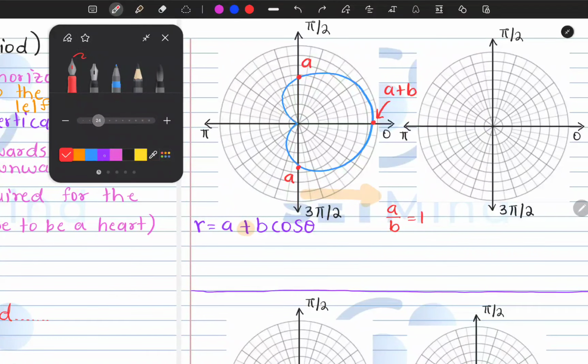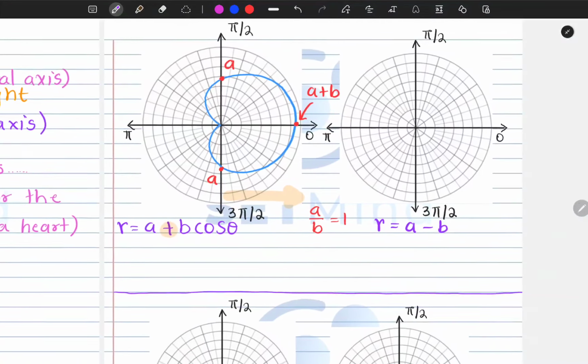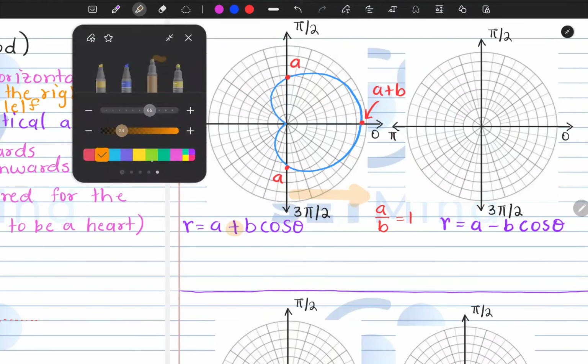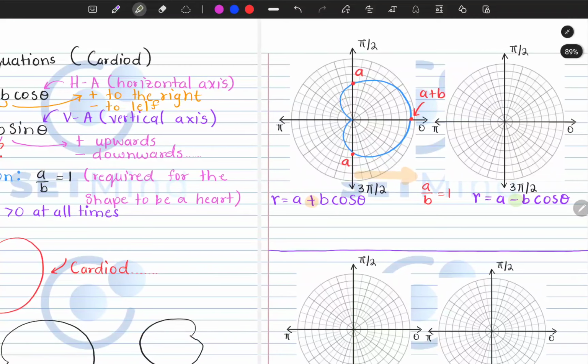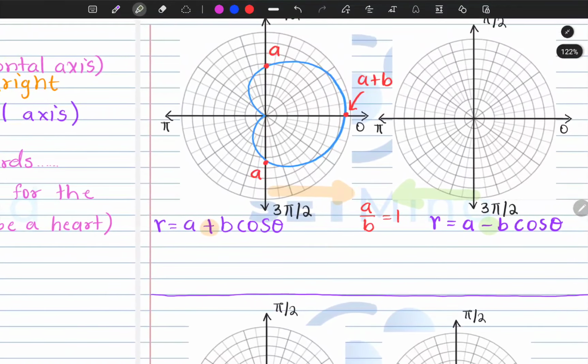Now let's have a look at the next one, where our R becomes A minus B cos of theta. Because of the negative here, and we know that we are dealing with cos, and cos is associated with the horizontal axis, it means our cardioid, Limacon, should lean more to the left because of that negative sign.